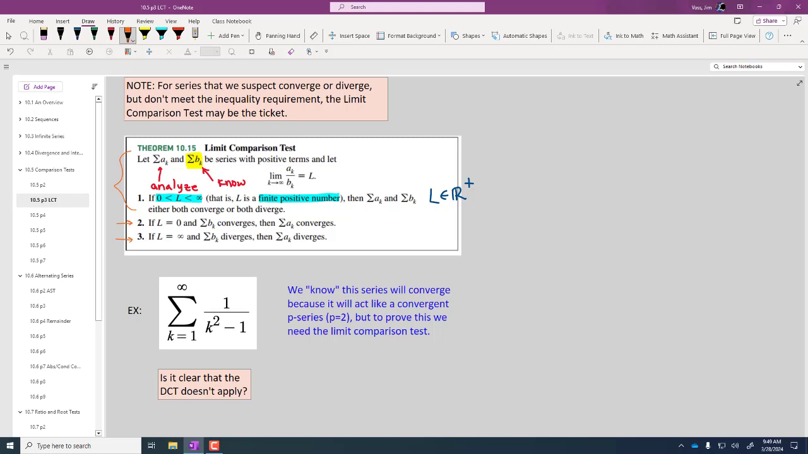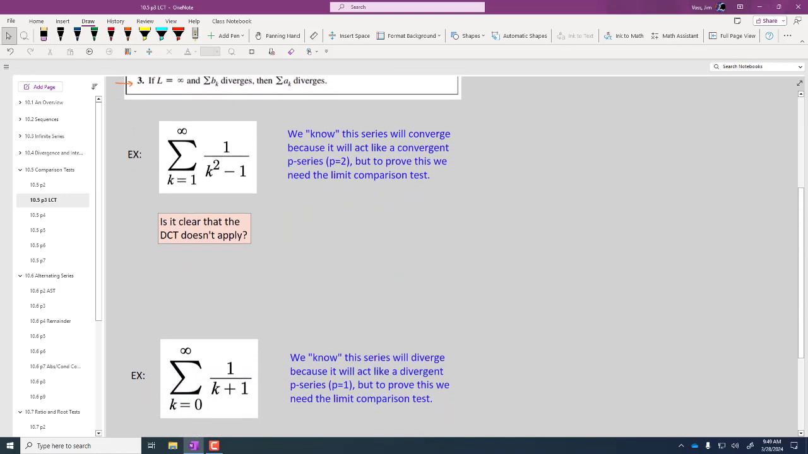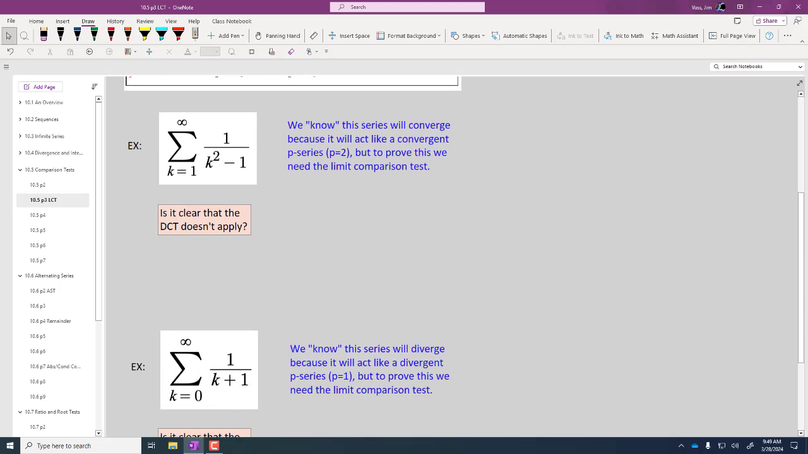All right, so let's do sort of the core of the limit comparison test. So we know, air quotes, that this series is going to converge because it's very close to a p-series that converges. But we just showed a minute ago that the direct comparison test does not apply because these terms are bigger than one over k squared. So we can't apply the direct comparison test. So here's how we apply the limit comparison test. We're going to take the limit as k goes to infinity of a sub k over b sub k.